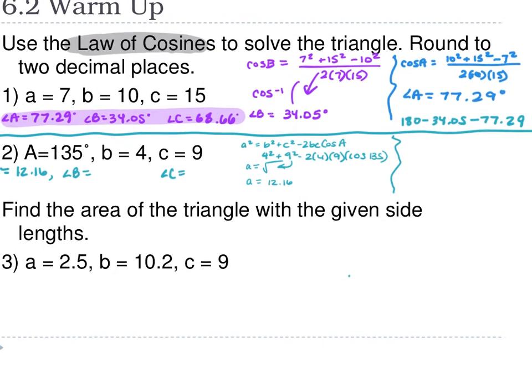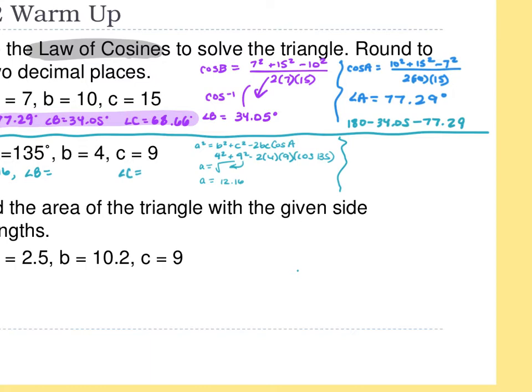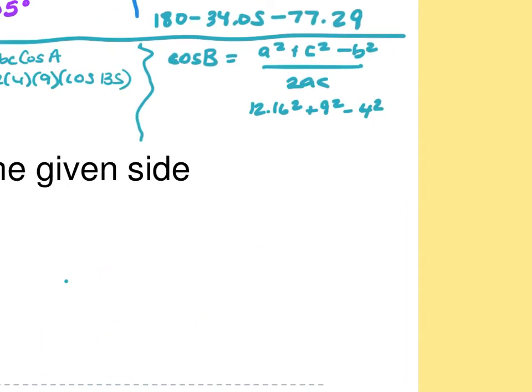So I'm going to find B. Again, I'll just practice with law of cosines since we're in that section. Cosine of B would be a squared plus c squared minus b squared over 2ac. So this is 12.16 squared plus 9 squared minus 4 squared over 2 times 12.16 times 9. And then I inverse cosine that whole thing, and I get angle B is 13.46.